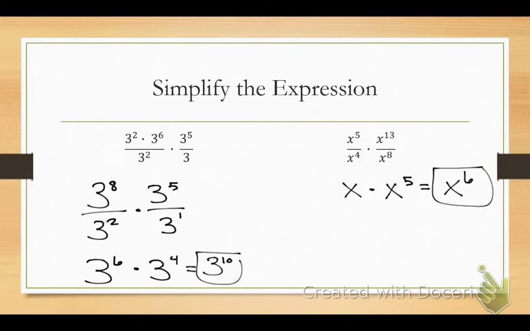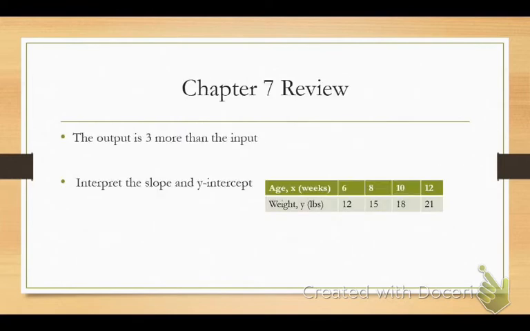Okay, now this is your Chapter 7 review. You're going to have 5 questions from your Chapter 7 basically test. All right, so just review questions because we're going to keep those fresh in our memory. The output is 3 more than the input. How can I write that as a function? How can I write that, Jeremiah? Perfect. Y equals x plus 3.